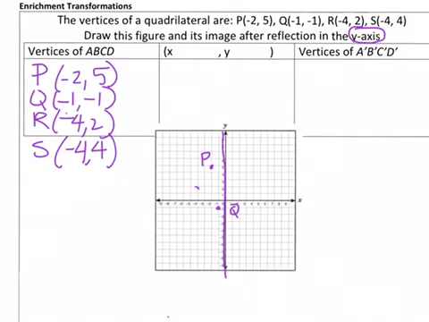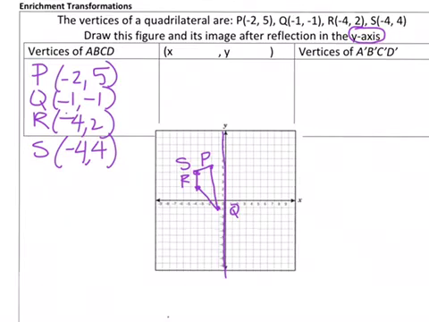All right. Also make sure that you guys connect the dots to make that quadrilateral. Quadrilateral, by the way, means a 4-sided figure. Now it says to reflect over the y-axis.